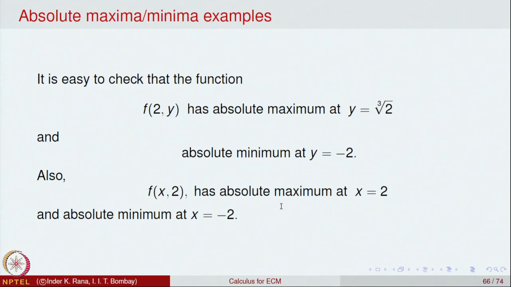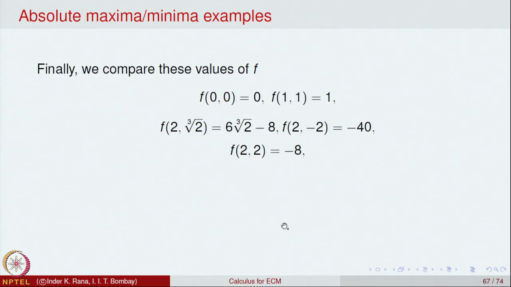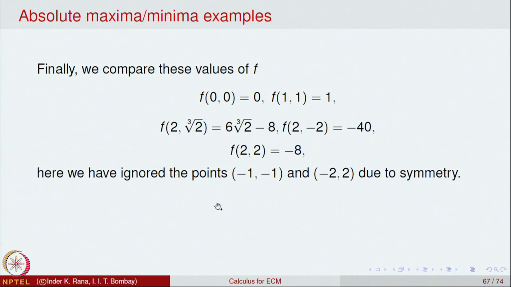Now we can compare the values of the function at all the points. f(0, 0) is 0, f(1, 1) is 1, f(2, cube root of 2) is equal to minus 40, and f(2, 2) is given similarly. At all the boundary points and critical points, find the values and compare. We have also ignored the points with minus 1 and minus 2 because of symmetry, so we can include those also.